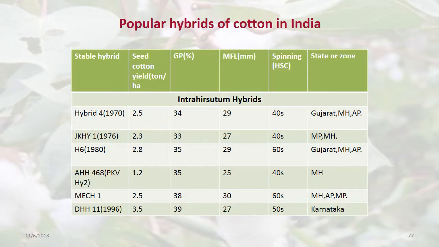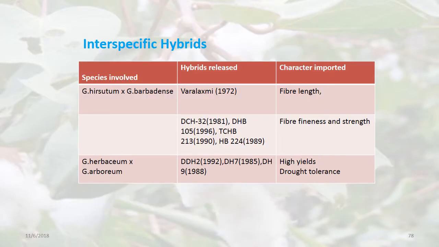The list of different cotton hybrids which are suitable for different agroclimatic regions as well as different states is given in these slides. And their specific characters are also given here.